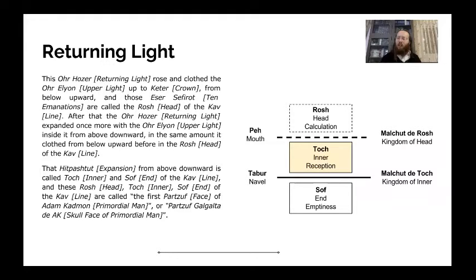So the idea is that the returning light that is going up clothes the upper light, the root phase 1, 2, and 3, which is going above downward. So it's clothing it. So the returning light is going up, and by going up, it's clothing the root, 1, 2, and 3 that's going in. It's not that the returning light goes back in. Otherwise, it wouldn't be returning light. You're not actually receiving that phase 4. If it was just going up and back down, then there wouldn't be emptiness. There wouldn't be an end.